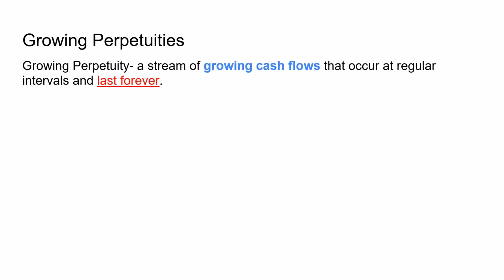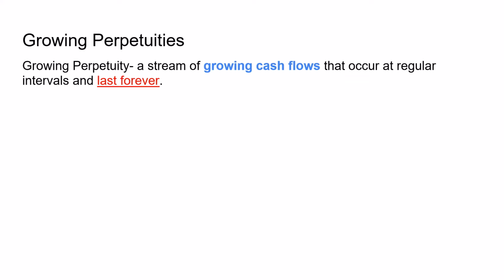The final formula we will look at is finding the present value of a growing perpetuity. A growing perpetuity is a stream of growing cash flows that occur at regular intervals and last forever. With ordinary perpetuities, the cash flows are fixed and do not grow. You can also recall that annuities do not last forever and they have a set date at which they end. Just like with ordinary perpetuities, we cannot use a financial calculator to find the present value of growing perpetuities because they do not have a set number of periods and they last forever.